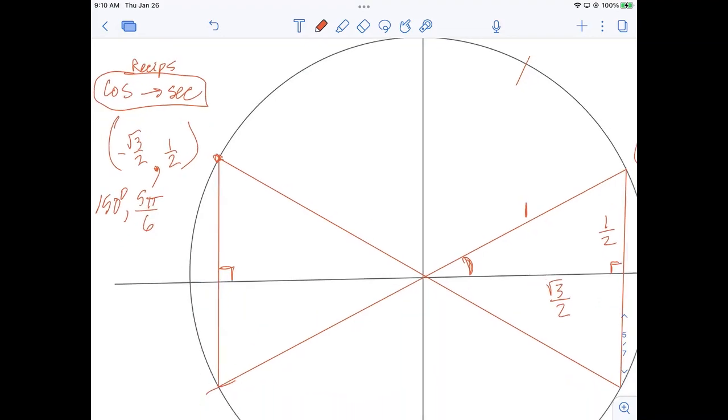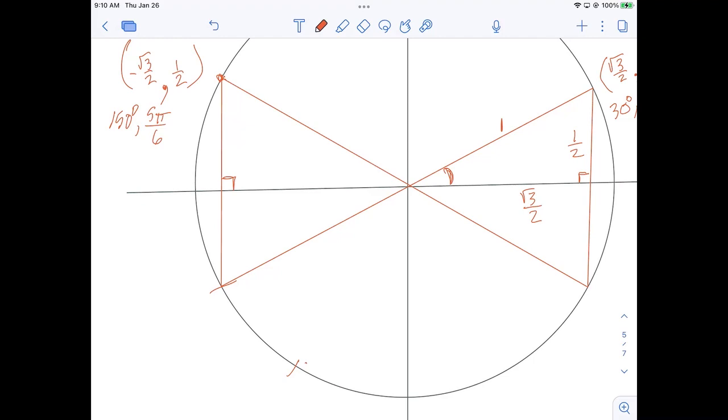All right, moving straight down here. If we go down to this point right here, what's 30 degrees past 180? 210 degrees. And what is it in radians? What if I go pi 6 past 6 pi 6? 7 pi 6. Good. And the ordered pair there is negative square root of 3 halves, negative 1 half.